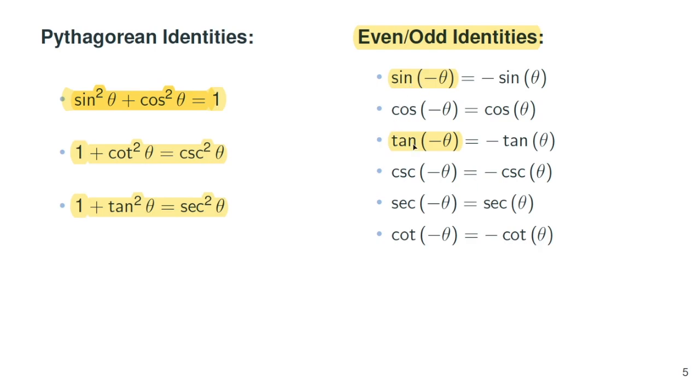Since sine and tangent are odd functions, that means the corresponding reciprocal functions are also odd. The reciprocal of sine is cosecant. Cosecant is also an odd function. And the reciprocal of tangent is cotangent, also odd. And cosine is the only even function. Cosine and secant are the only even functions in terms of trig functions.